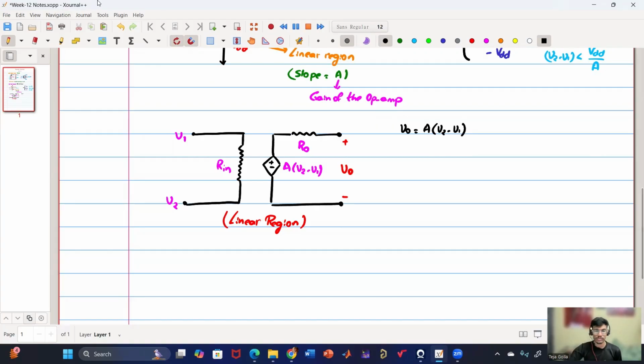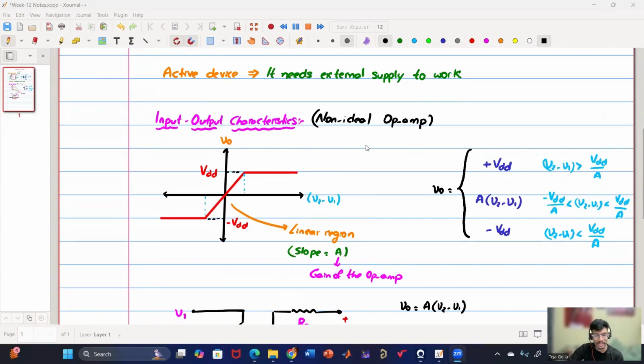Here in this case, it is A into V2 minus V1, right? V0? Yes. And because it is non-ideal, it has some input resistance as well as output resistance. So we started with the non-ideal op-amp, and now we'll see what happens for an ideal op-amp.